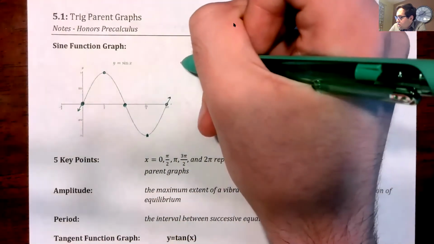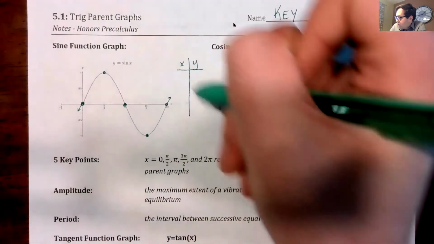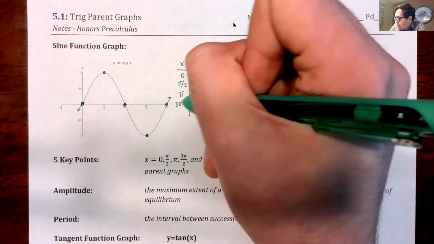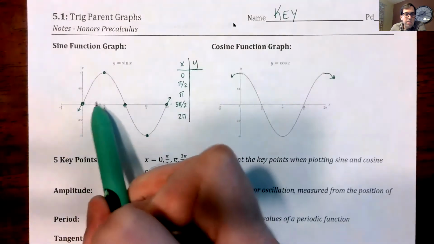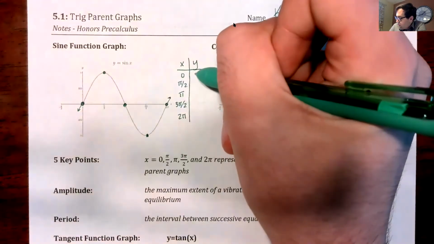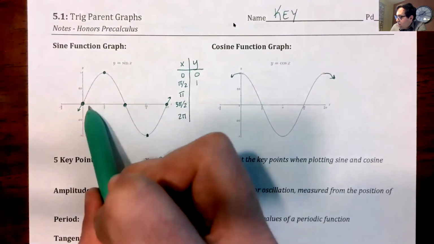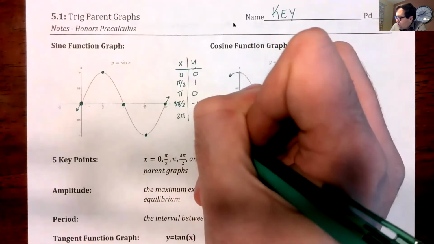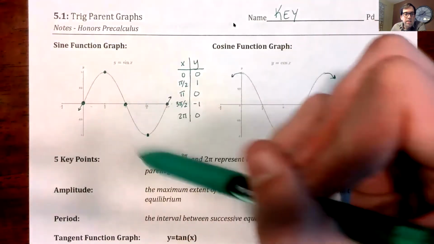And if we wanted to make a chart of the 5 key points for sine, the x values would be as given. So 0, pi over 2, pi, 3 pi over 2, and 2 pi. And the y values are going to be pretty simple, right? At 0, we have a y value of 0. At pi over 2, we have a y value of 1. At pi, we're back at 0. At 3 pi over 2, we're down at -1. And then at 2 pi, we're at 0. So those are the key points that we always want to plot before we kind of complete the curve.